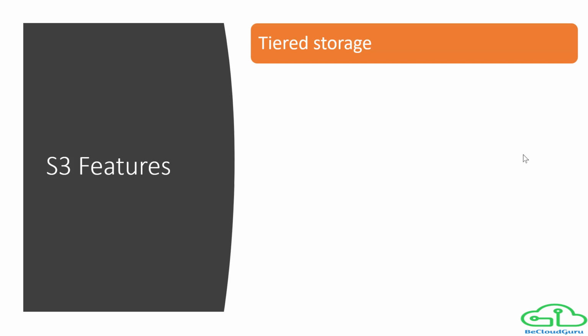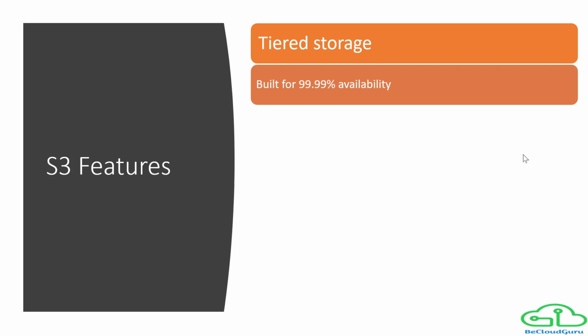So S3 is an object based storage where you can store your files like image, text file, word files, documents, etc. S3 has a tiered storage structure where you can use a type of storage based on your access patterns. It can be your standard storage, it can be your infrequently accessed storage, it can be your deep archive, which we call Glacier. And we'll see on the management console what all these options are.